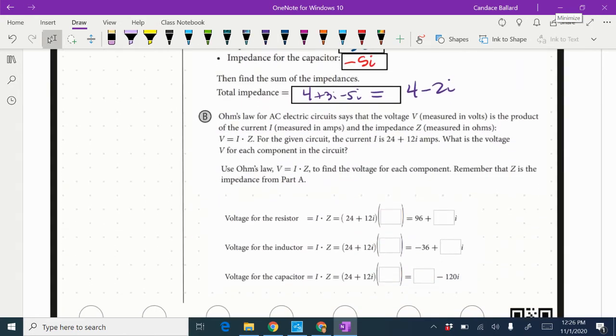In part B, it says Ohm's law for AC electric circuits says that the voltage V measured in volts is the product of the current I measured in amps and the impedance Z measured in ohms. And then they give us a formula: voltage equals the current, which is the I, times the impedance, which is the Z. For the given circuit, the current is 24 plus 12i amps. What is the voltage for each component of the circuit?